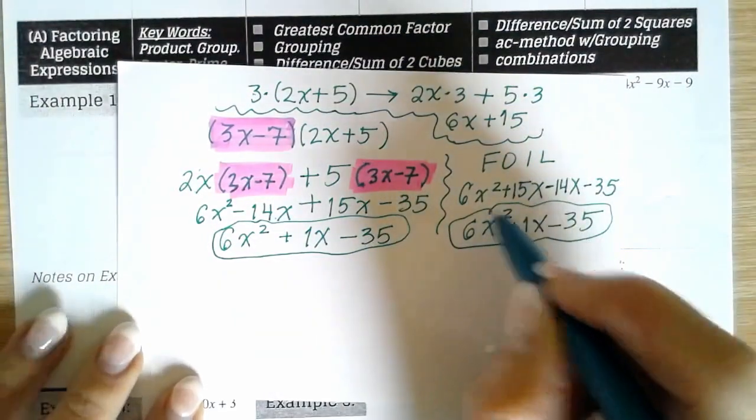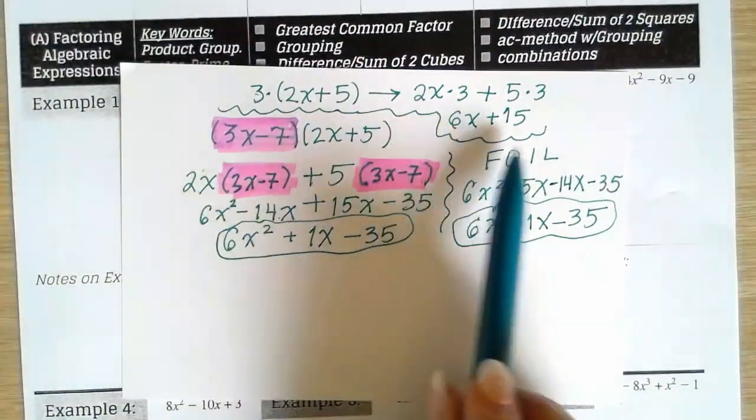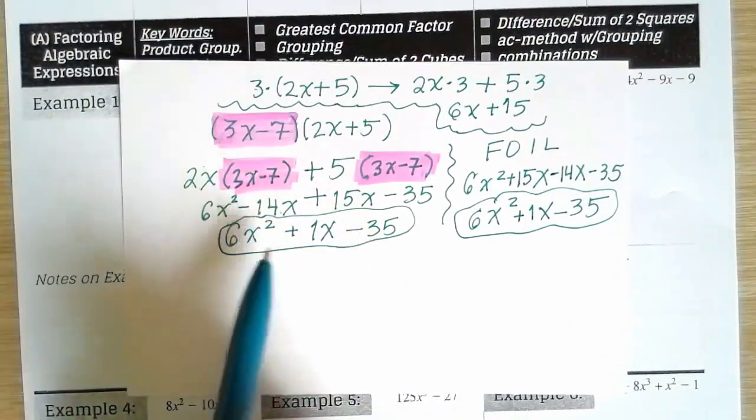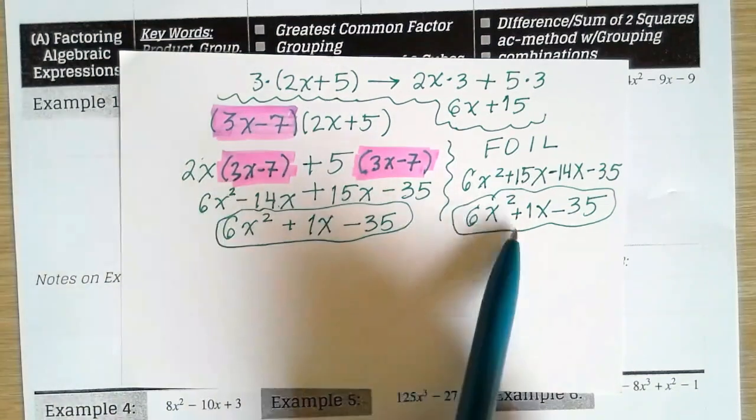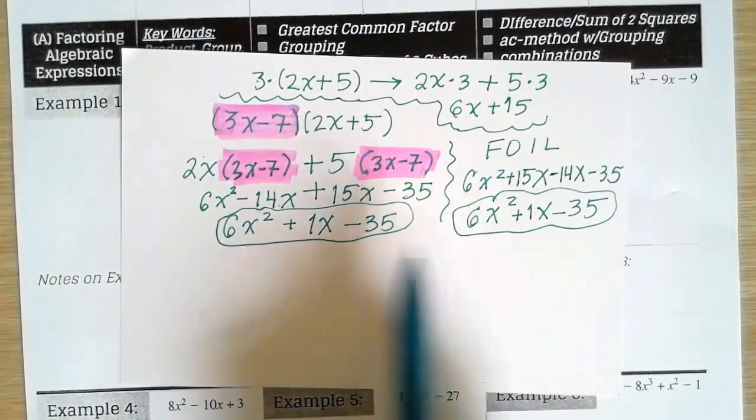Now, it's easy to expand and then to multiply to get an expression like this, but the hard part is when you're given this, and I want you to go backwards and tell me where it came from. That's the harder part.